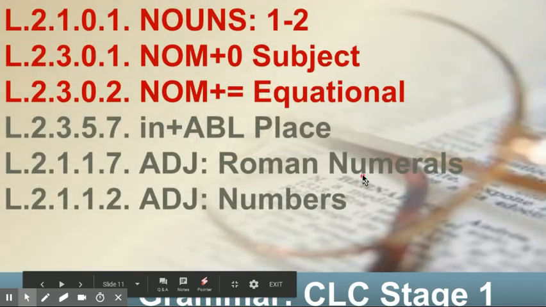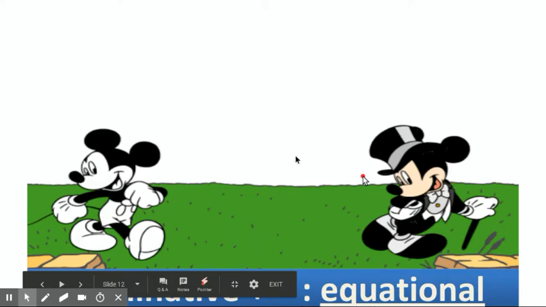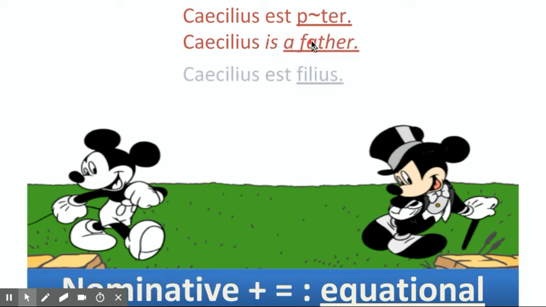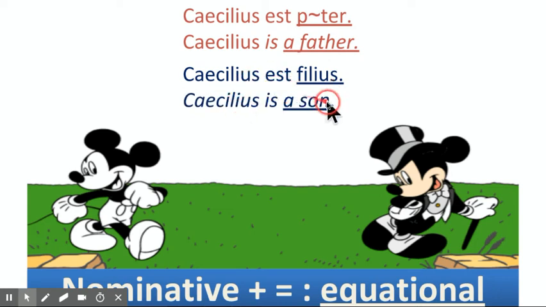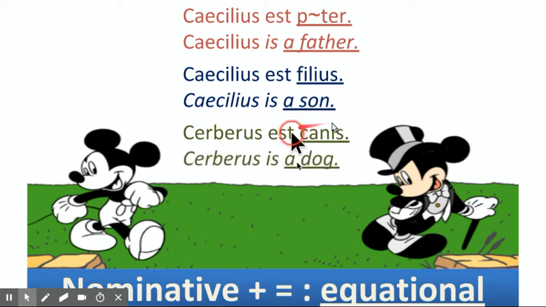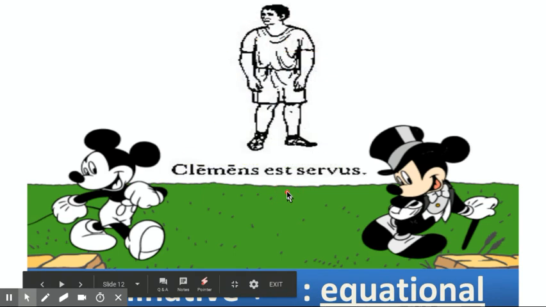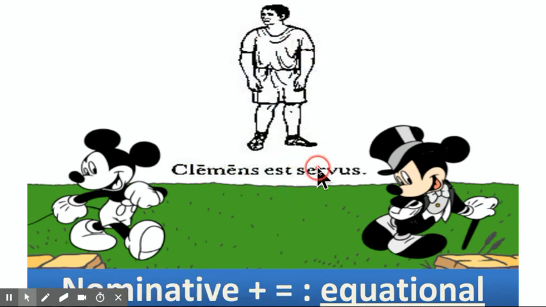So let's talk about the equational phrase. When you have a nominative, it can be the subject phrase, right? Caecilius est pater. Caecilius is a father. Caecilius est filius. Caecilius is a son, right? And Cerberus est canis. It's also nominative. Cerberus is a dog. So when you have this sum verb, this equal verb, it's just like an equal sign, you could be dealing with a nominative equational phrase. Just like an equal sign in math, what's on one side of the equal sign has to be the same as the other side. So Clemens est servus.